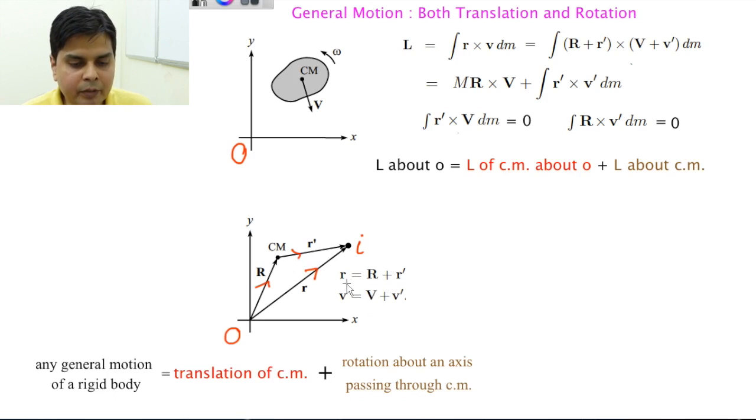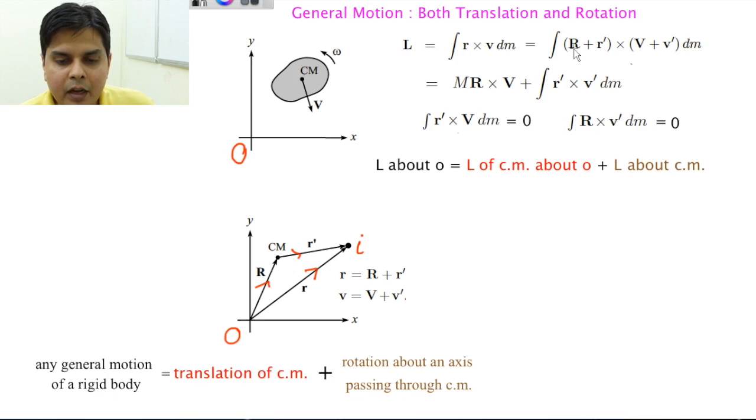This is a very standard notation. You should always see that whenever this is given, this is with respect to arbitrary origin O, capital R and capital V are those of the center of mass, and the primed coordinates, whenever it is r prime and v prime, are with respect to the center of mass. So when I find out this r cross v, this r I can write as R plus r prime cross V plus v prime dm.